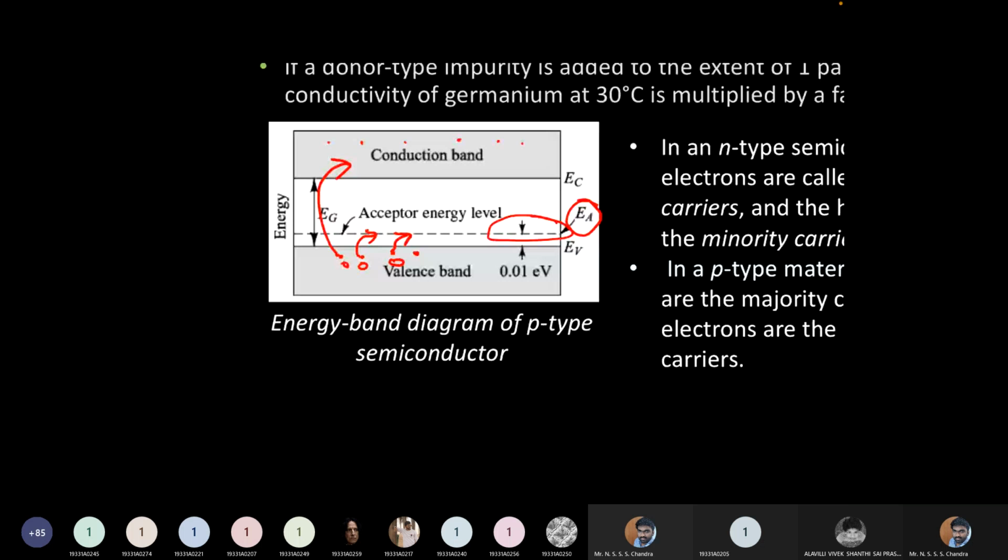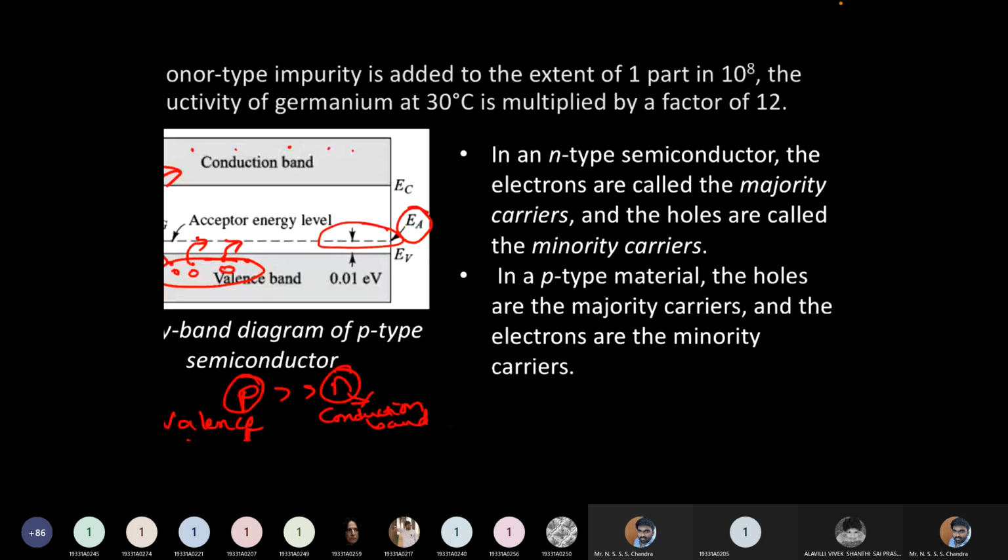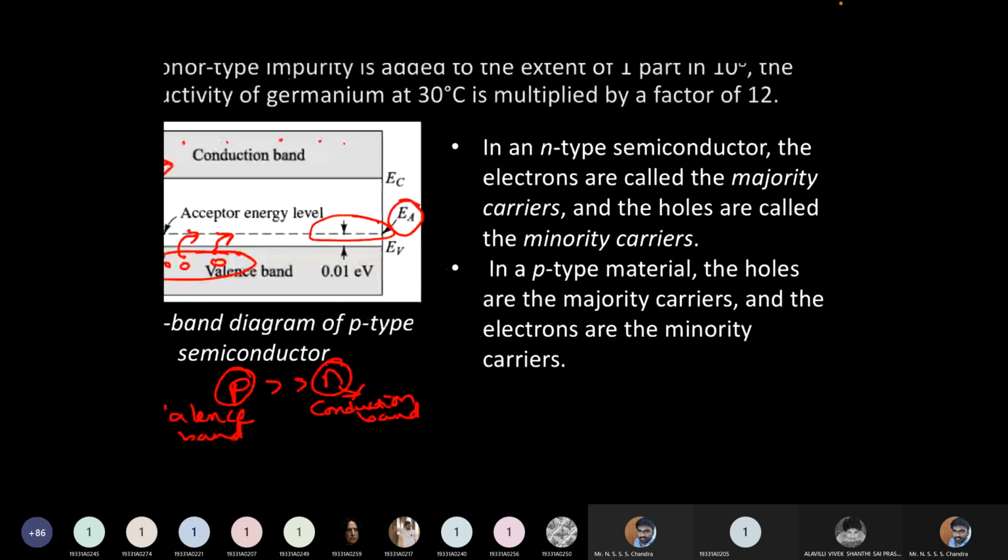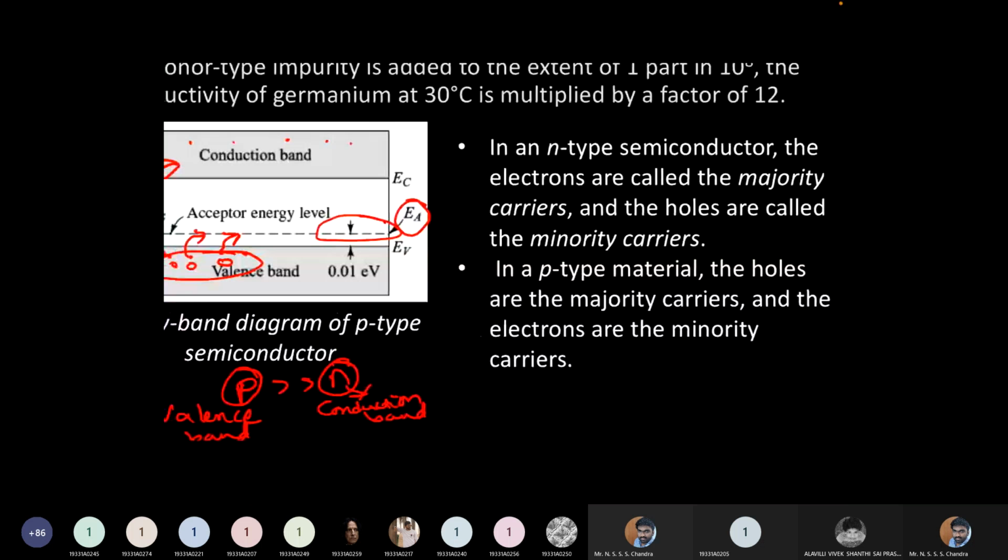This results in more holes in the valency band and fewer electrons in the conduction band. These holes are formed because electrons have left the valency band and occupied the acceptor energy level. Free electrons will always be in the conduction band. Compared to the electrons in the conduction band, most of the electrons exist in the acceptor energy level, which is very close to the valence band energy level. Because of this, P is greater than N when you add a trivalent impurity.